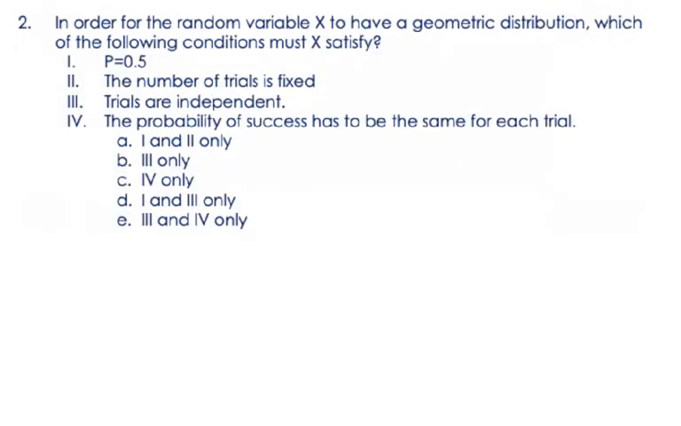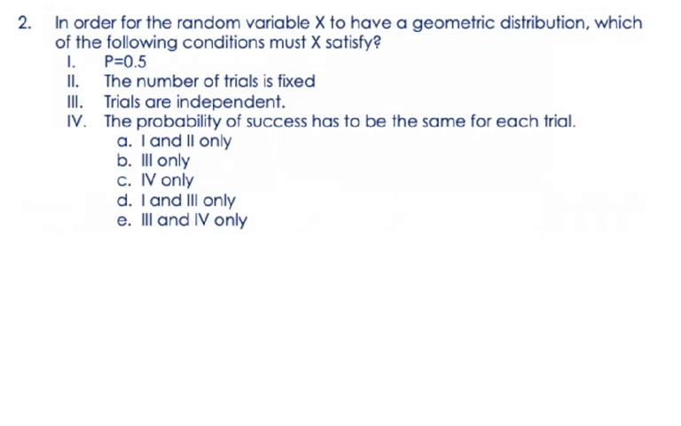Number 2, in order for the random variable x to have a geometric distribution, which of the following conditions must x satisfy? 1, p has to equal 0.5. 2, the number of trials is fixed. 3, the trials are independent. 4, the probability of success has to be the same for each trial. So which one works for a geometric distribution? Try that in 1, 2, 3.